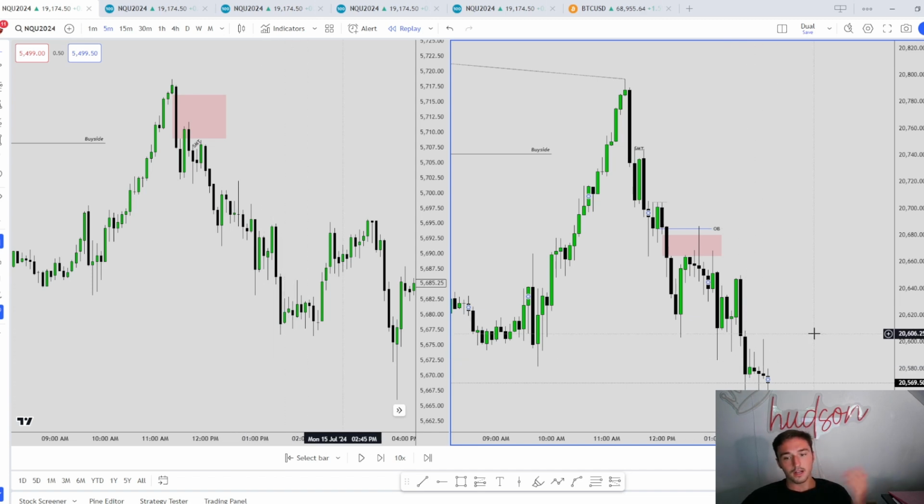So right there was easy to spot SMTs. I don't know how much simpler I could make it, but this is a very simple concept whenever you see one of the correlated assets take out a high or a low and the other one does not.